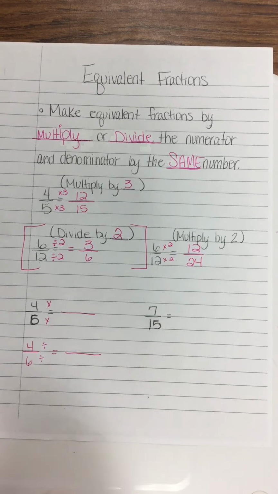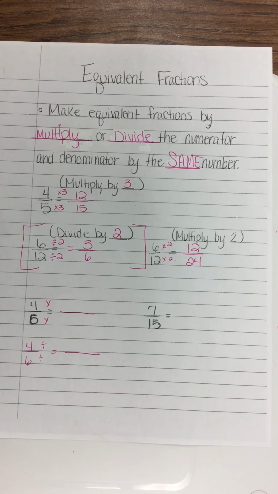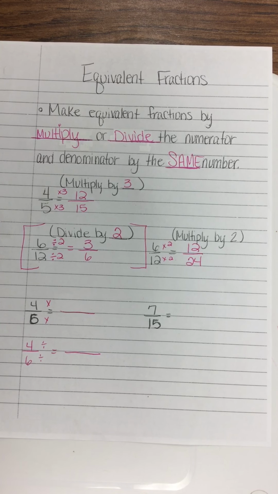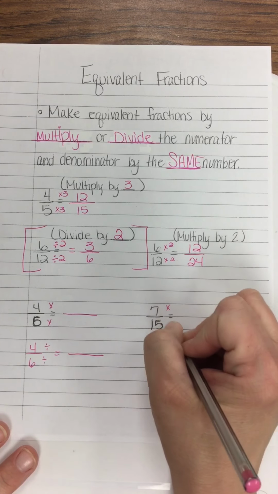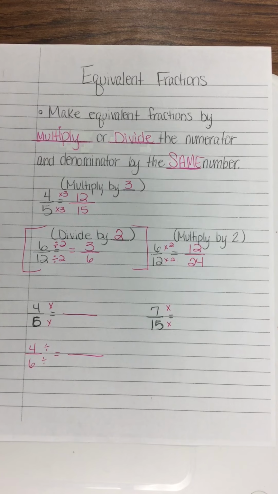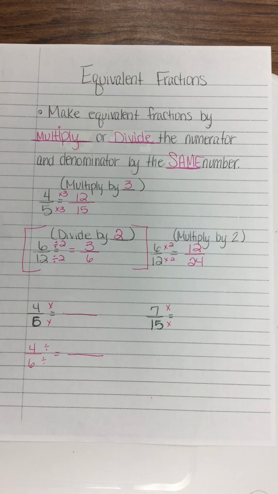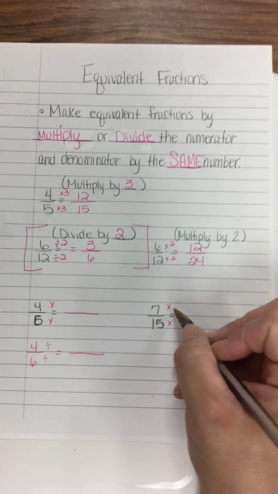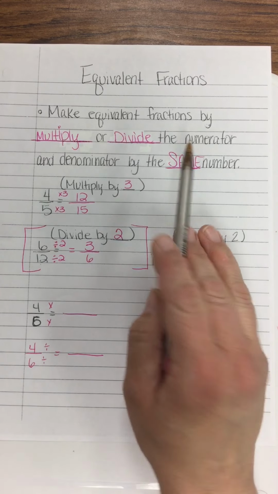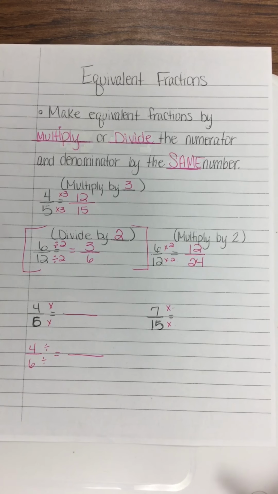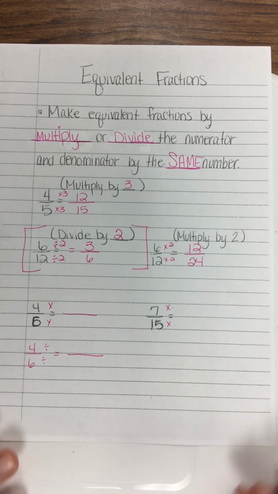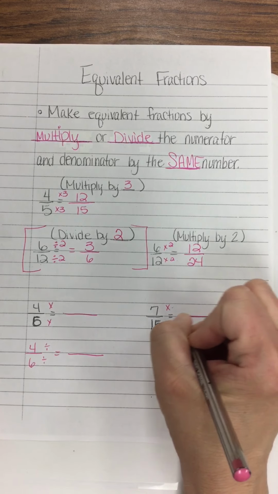Okay, 7/15. 7 and 15, 7's prime. So 7 doesn't go into 15 at all. So I know the only way I can get an equivalent fraction is by multiplying. You can multiply by any number: 2, 3, 4, 5, 6, 7, 8, 9, 10. Whatever you multiply by, it's going to give you an equivalent fraction as long as you multiply the numerator and the denominator by the same number. Okay, so multiply 7/15 by any number, and then tell me what you got.